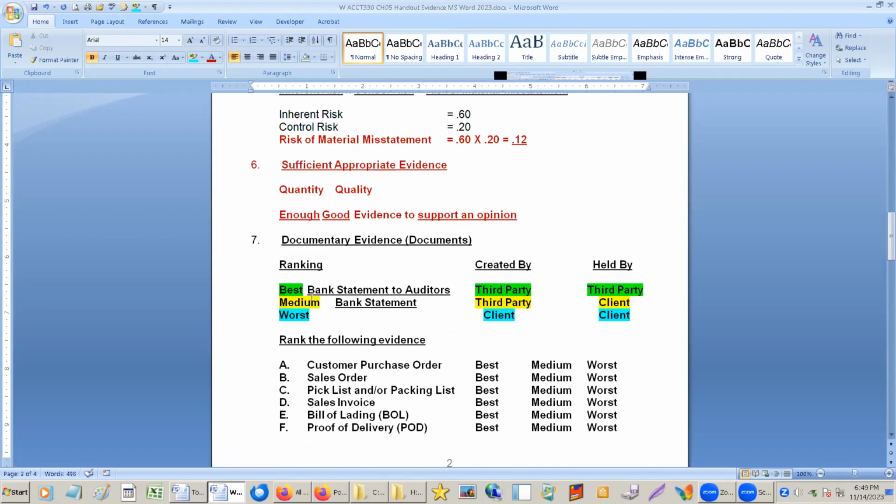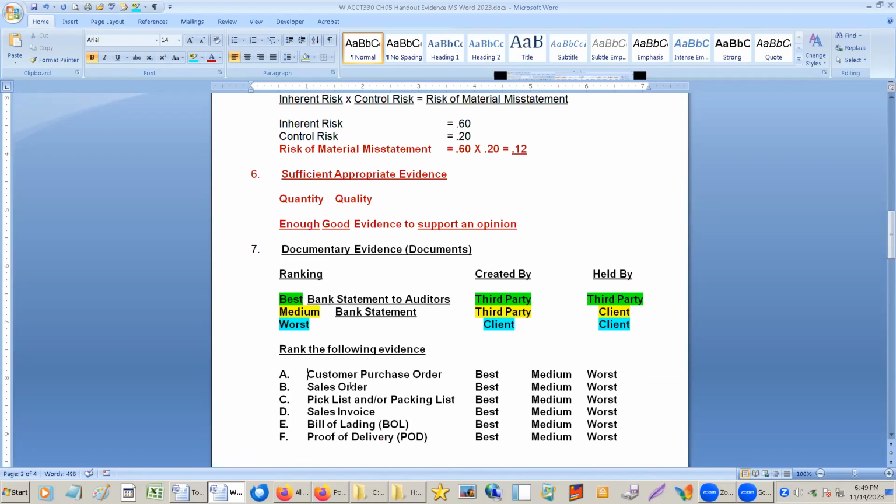So a customer purchase order. This is a customer that sent a purchase order to your client. So the customer would have been a third party. They sent the purchase order to your client. So this one would be medium. Okay, so that purchase order gets sent to the client.